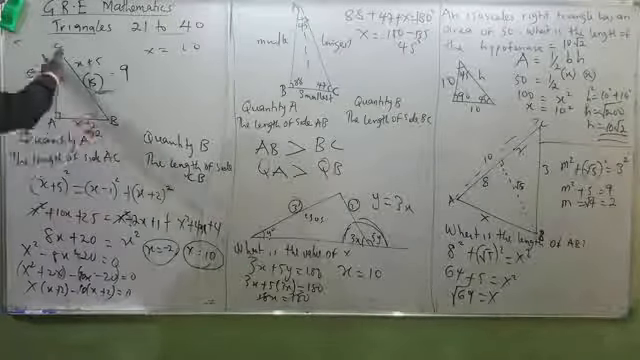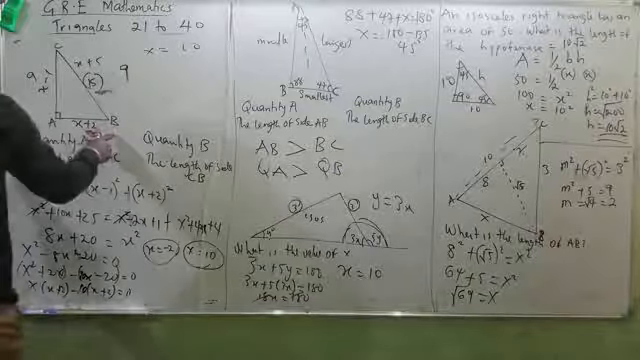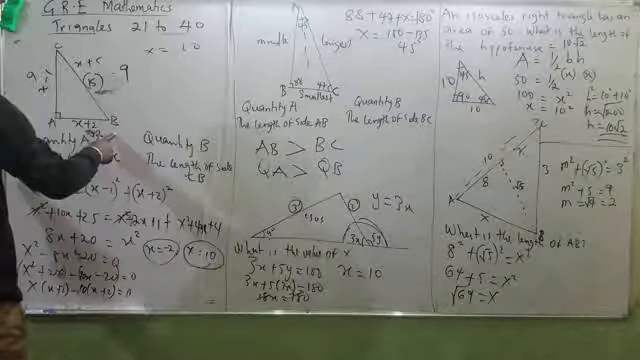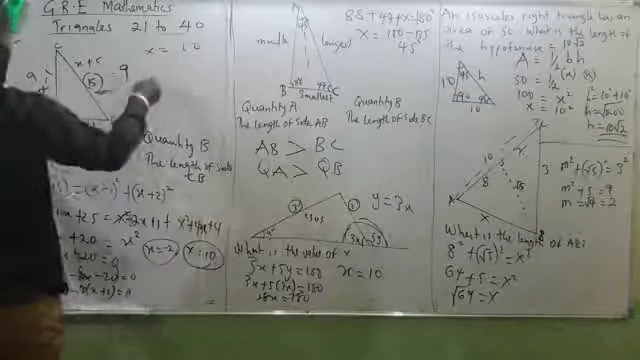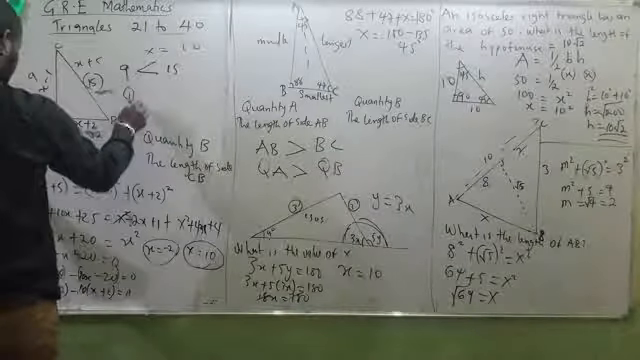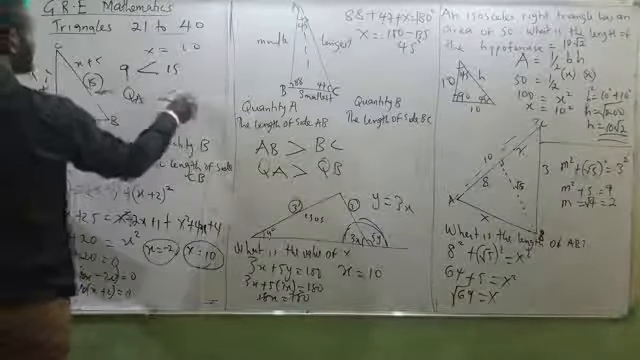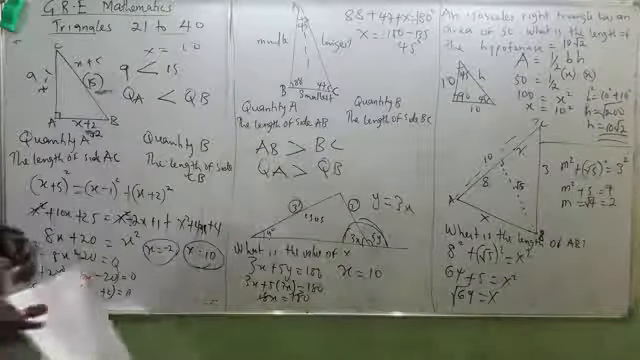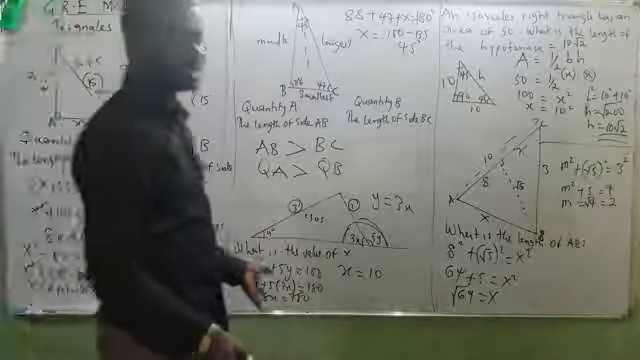Are you sure? CB, yes. Is that CB? Okay, CB anyhow, which will be 15. Now, 9 is less. It means quantity A is less than quantity B. That is the answer.